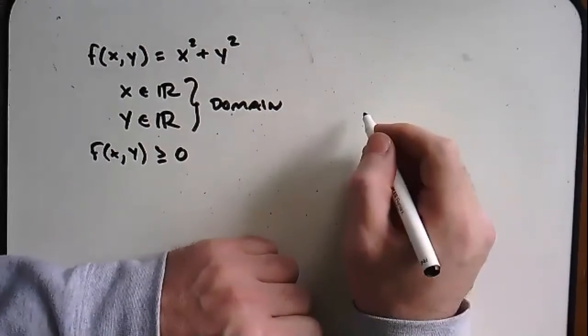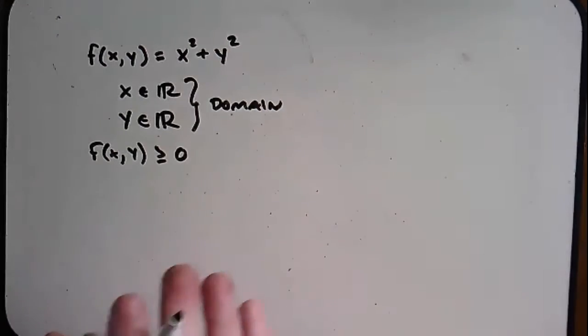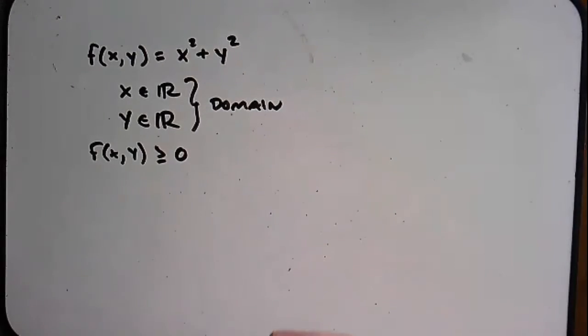So there are some conventions for graphing these functions. We typically use what's called a right-hand coordinate system. If you watch my hand here, this is my right hand.